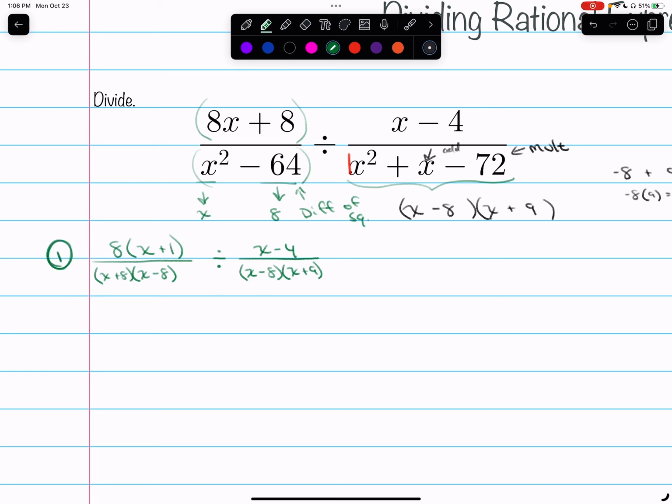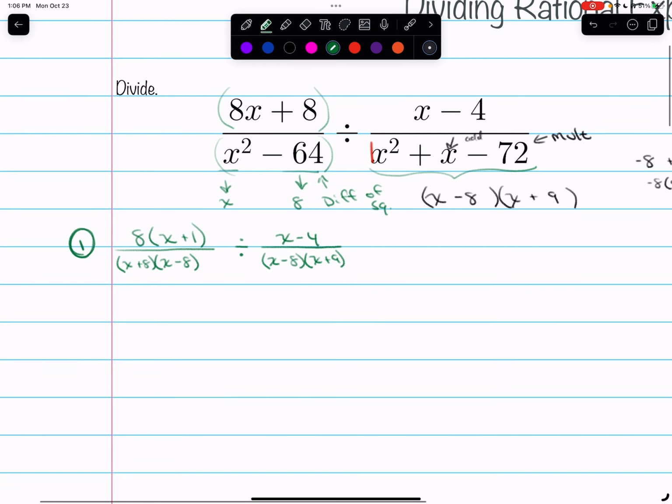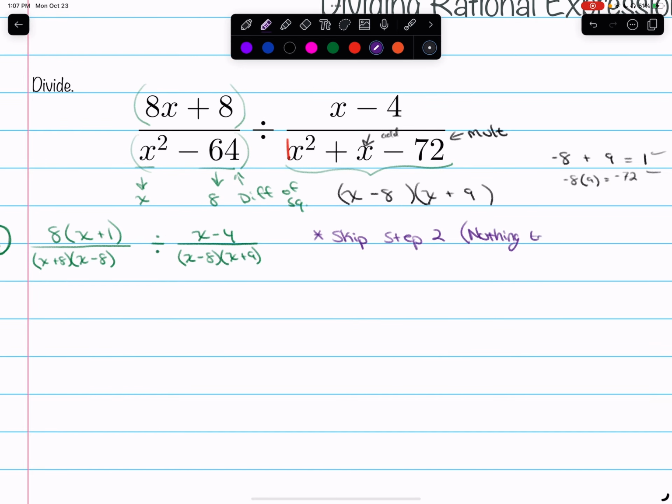Okay, so that was step 1. There's our step 1. Step 2, we're going to see if we can simplify anything. And in this particular case, if I look at this one, there's no common factors, so I can't simplify that one. Same thing actually goes for this one. There's nothing in common here, okay? So we are going to skip step 2 because there's nothing to simplify. All right, so we're going to go on to step 3.